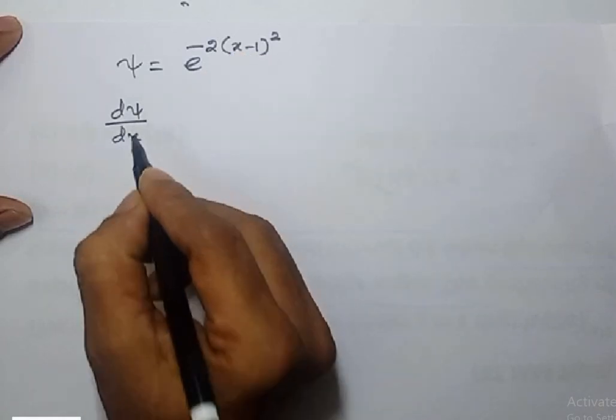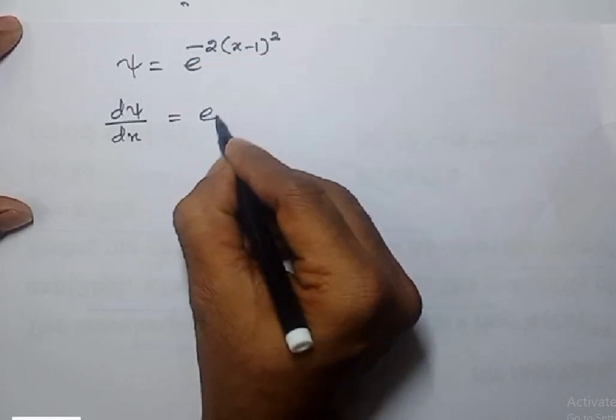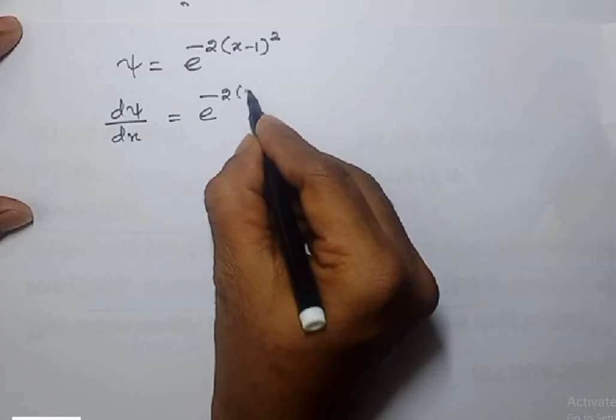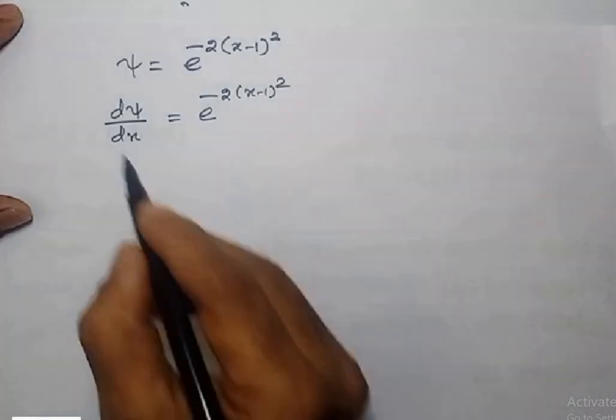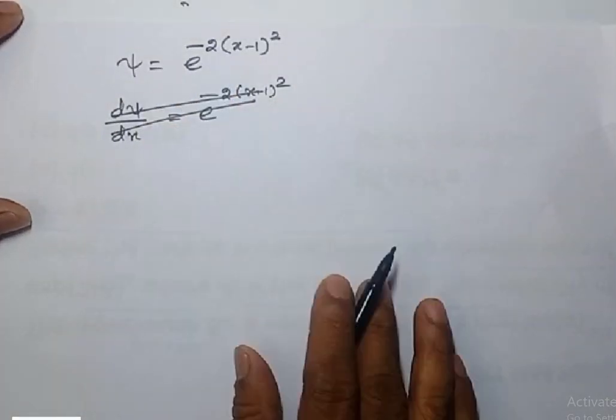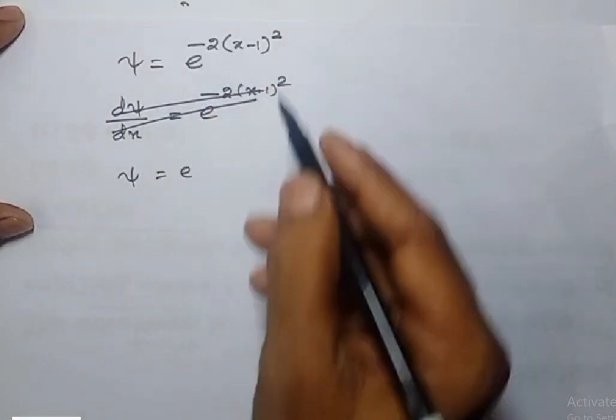So we have the coordinate x here. So differentiate with respect to x. E power, if you differentiate, you will get the same thing: E power minus 2 into (x minus 1) whole square. Okay, yeah. So let me do one more step here before differentiation. Let me simplify this so that differentiation becomes easy.